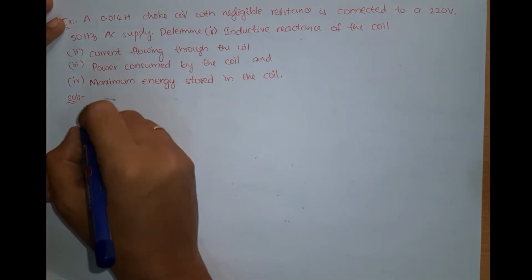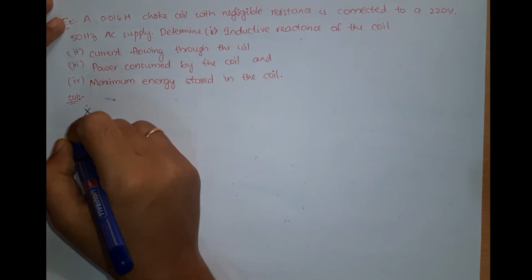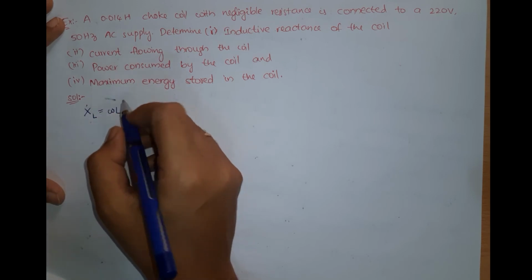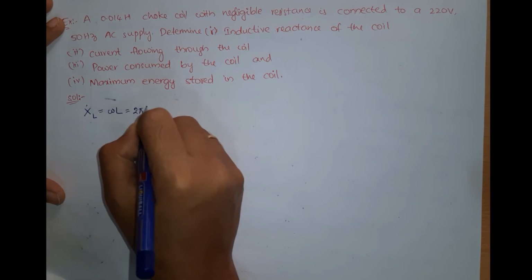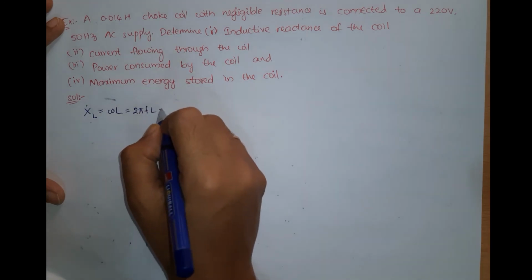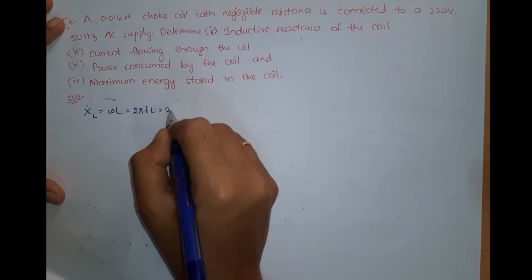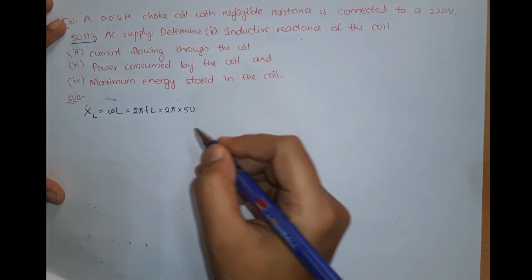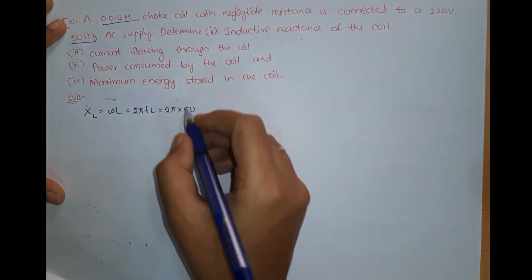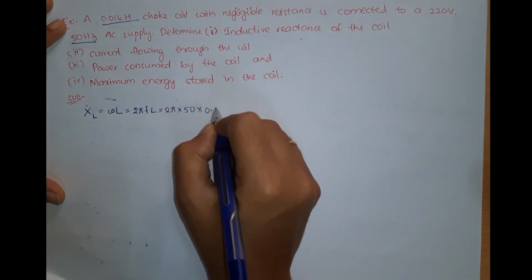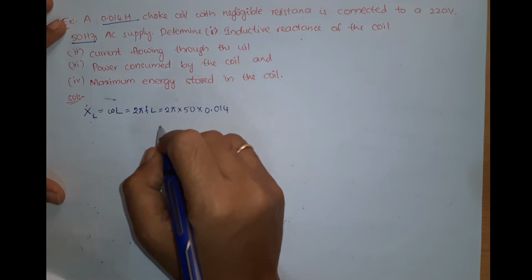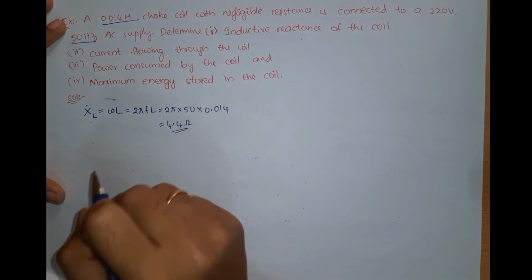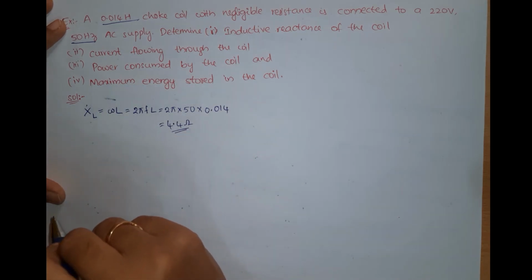So we know that inductive reactance we have defined as XL, that is nothing but omega into L, where omega is 2 pi f, so XL is 2 pi f L, right? All the values are given, please substitute them all. 2 pi into frequency, 50 Hz is given, right? L value is 0.014. So if you do it, you will be getting 4.4 ohms. So this is the inductive reactance of the coil, right?